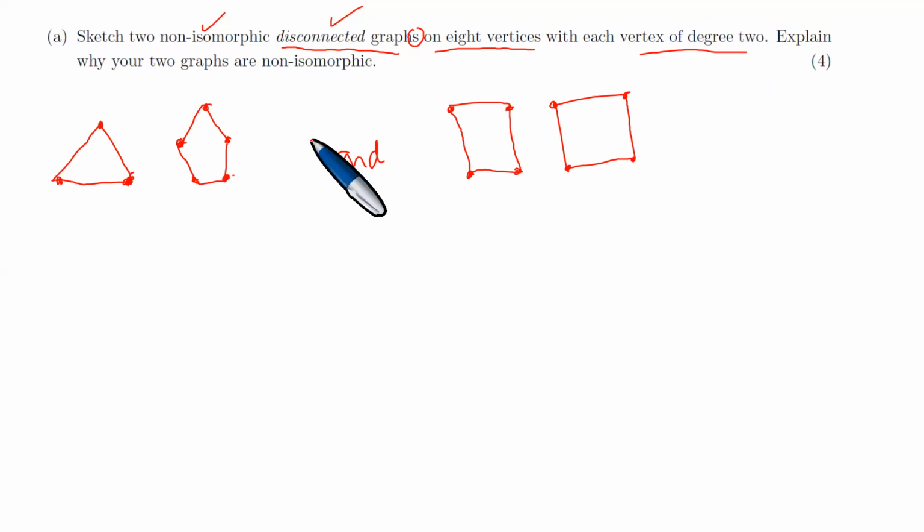They were not specific about that, but they said we need to explain why the two graphs are not isomorphic. Okay, so we continue. We need to explain why your two graphs are non-isomorphic, so they can ask you to explain.